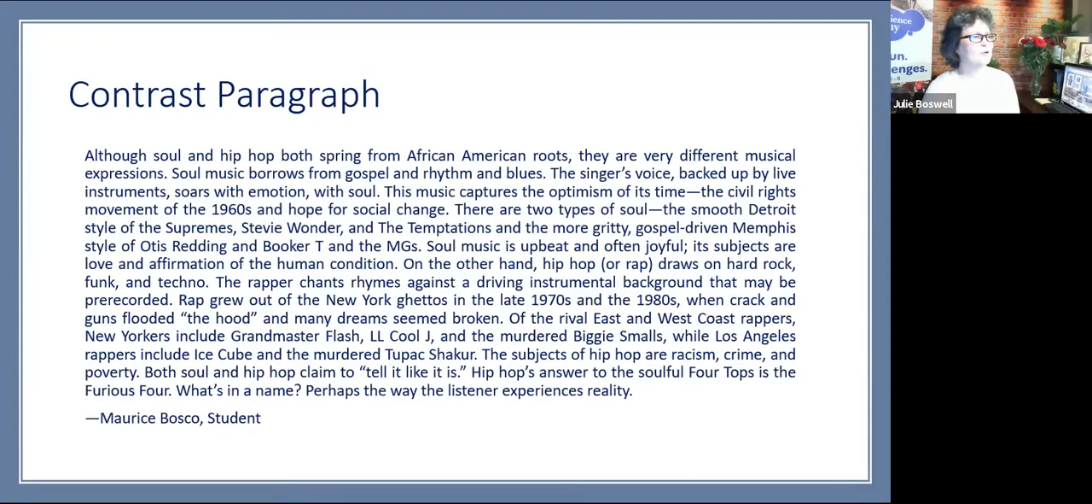Wow, nicely read and nicely written, Maurice. I feel a little old looking at those names. So you see that he was making the contrast, drawing the distinction, making it clear the differences between soul music and hip-hop music, in his opinion. How, although they had these similar roots, they're very different. And he outlined several differences.